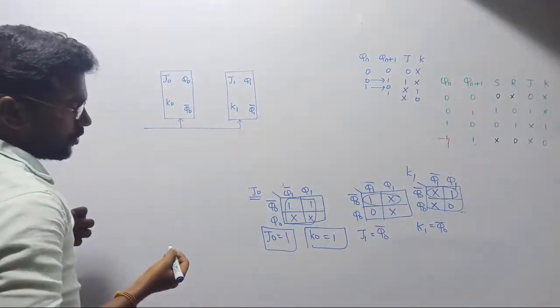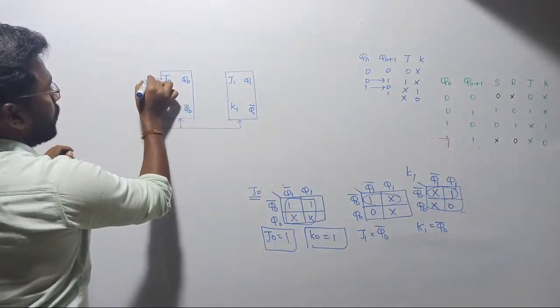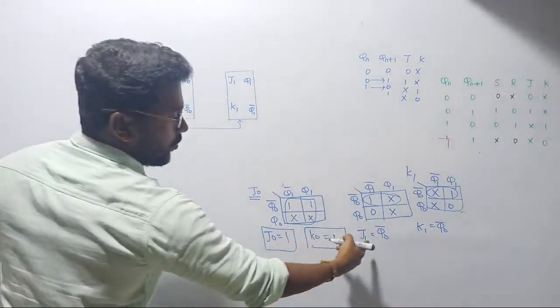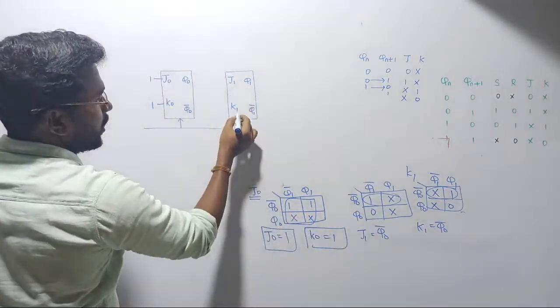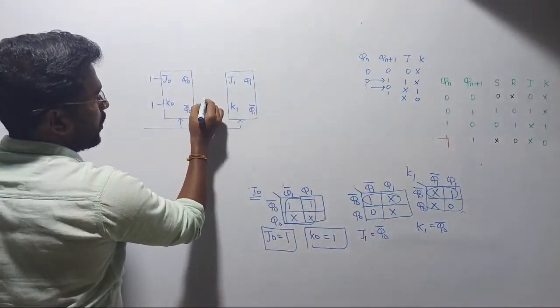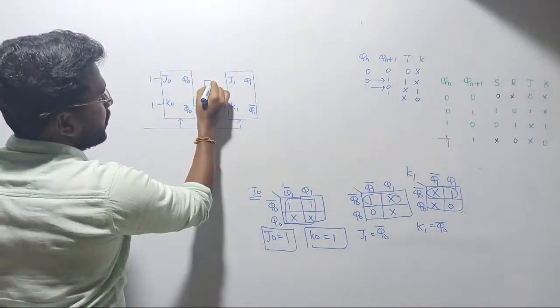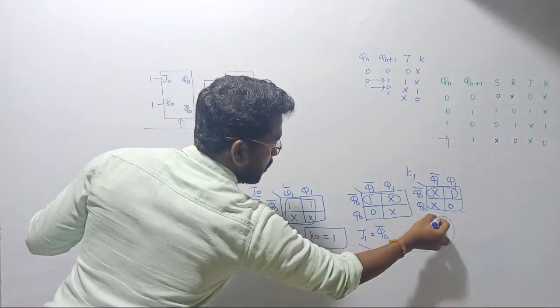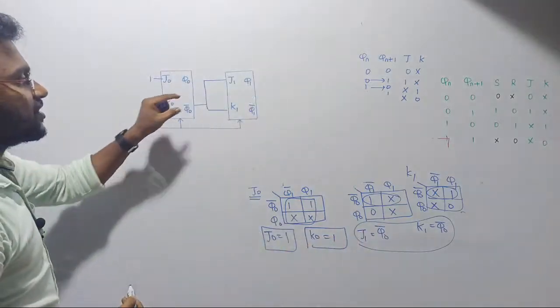Let us implement this circuit. J0 equal to 1. What about K0? K0 also going to be 1. What about J1? J1 and K1 both are going to be connected to what? Q0 bar. This is Q0 bar, right? So it will be connected here directly. J1 and K1 both are connected with the Q0 bar. This is Q0 bar. Clear?